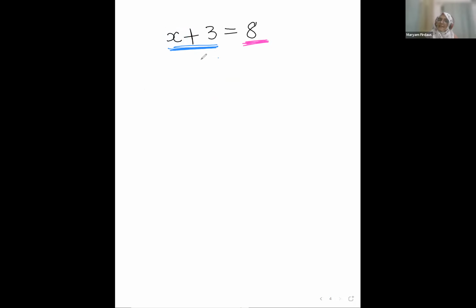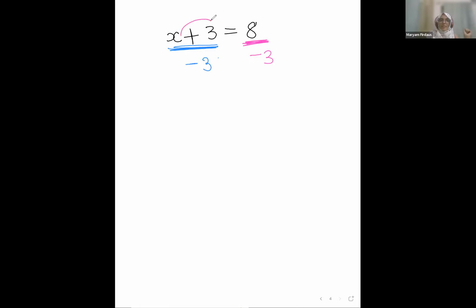Simple, you will subtract 3 from both the sides. You will subtract 3 from the left-hand side and from the right-hand side. Why from the right-hand side? Because you have to maintain the balance. Remember, we just now saw that balance game? Yeah. So why are we removing 3 and not any other number? Why are we doing minus 3?